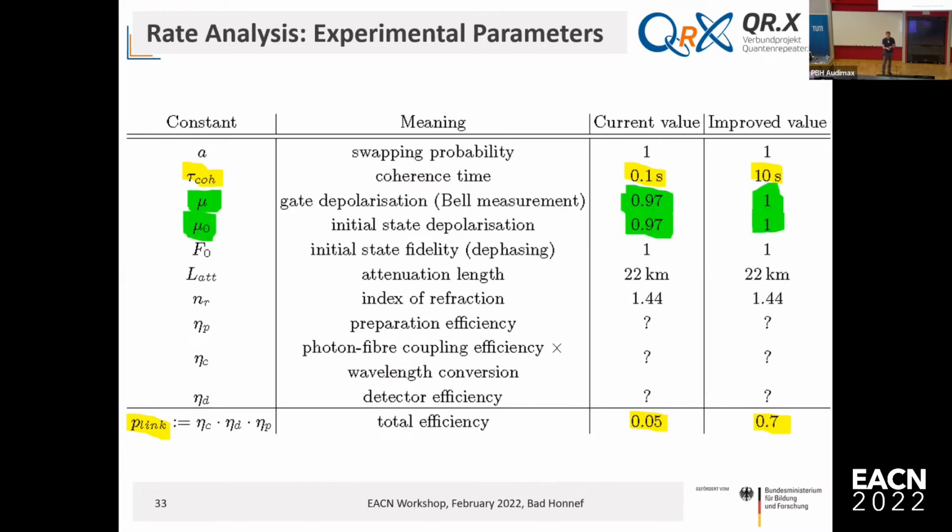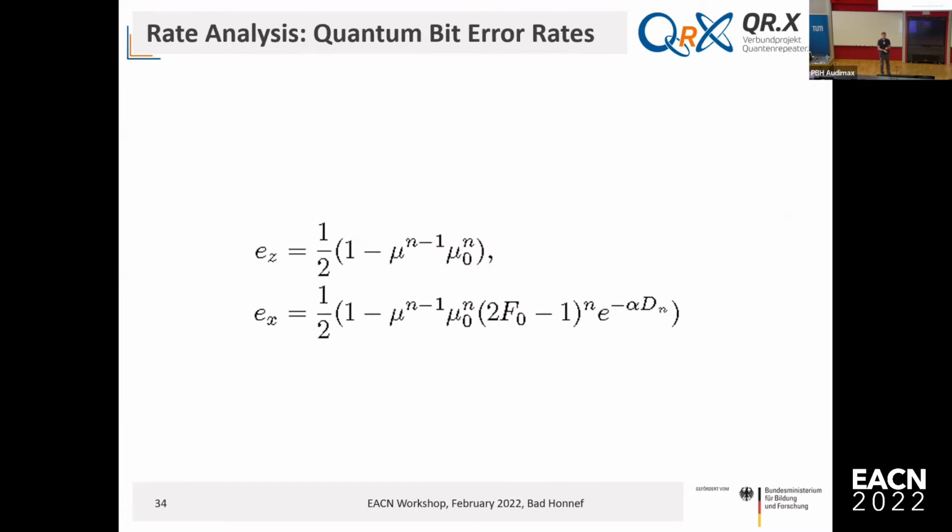And then the μ's are the fidelities, or strictly speaking, the channel parameters. It's a depolarizing channel for the initial state and for the gates to do the Bell measurements. And for these, we either assume something like 0.97, or, well, for the ideal case, to match the simple model with perfect fidelities, we set them to 1. Okay, and here we have the quantum bit error rates depending on these μ's.